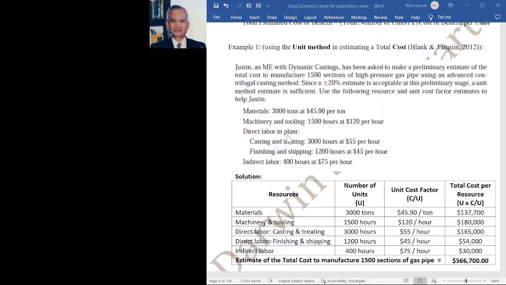For the in-plant direct labor, there are two here. For the casting and treating direct labor, the number of units is 3,000 hours, and the unit cost factor is $35 per hour. For the finishing and shipping direct labor, the number of units is 1,200 hours, and the unit cost factor is $45 per hour. Now, for the indirect labor, the number of units is 400 hours, and the unit cost factor is $75 per hour.